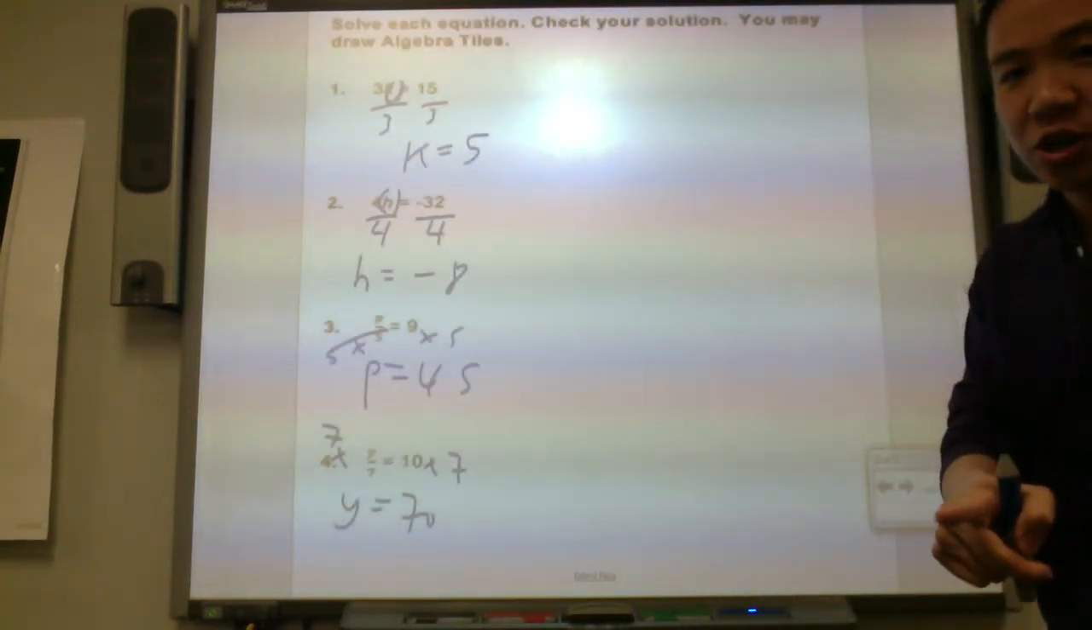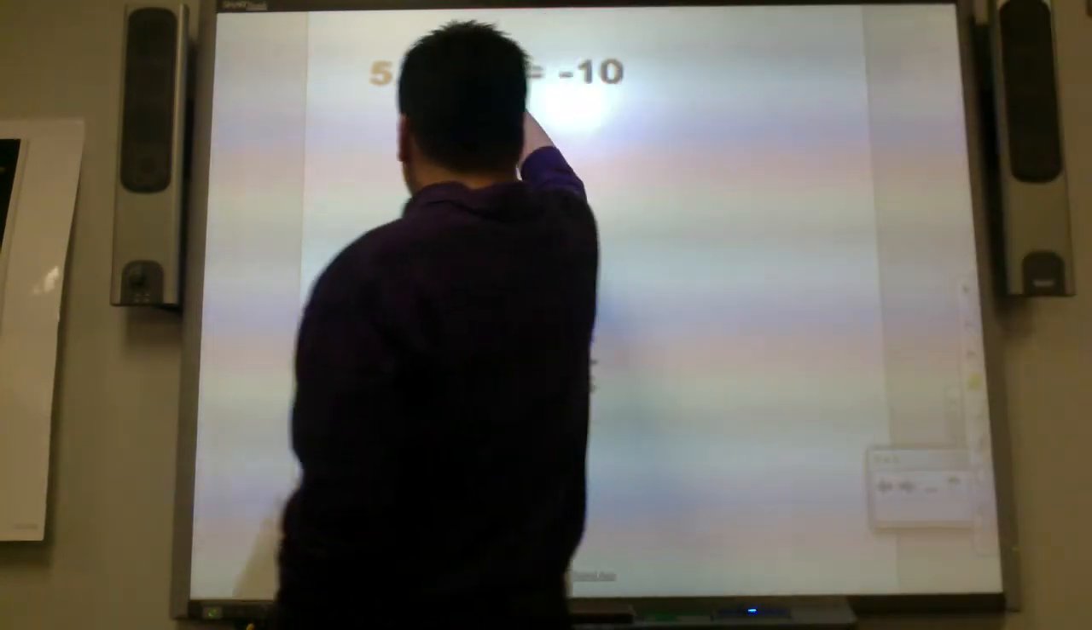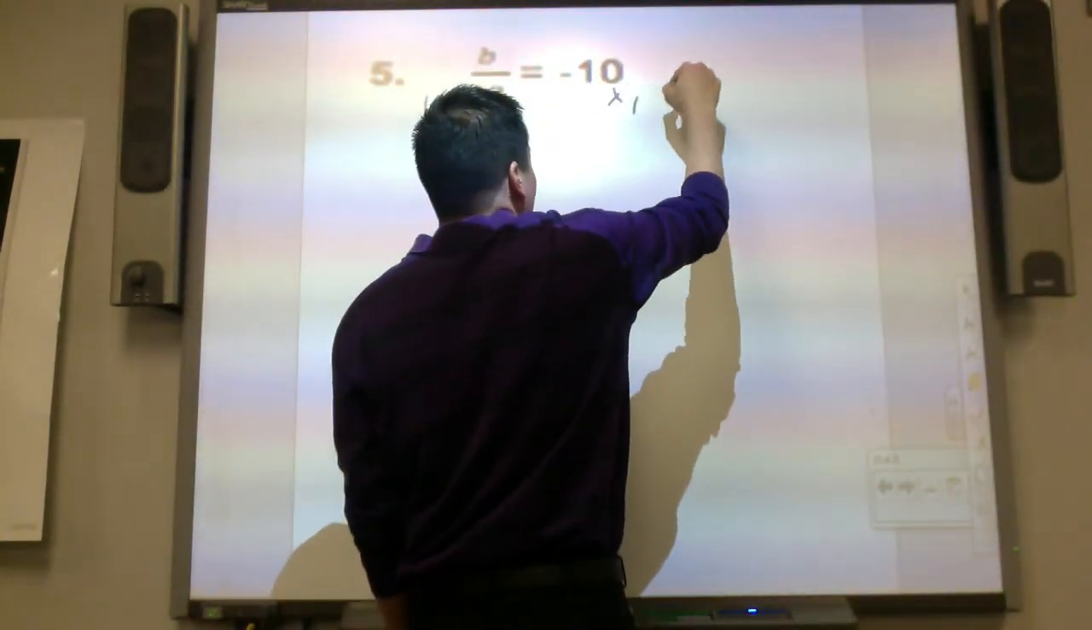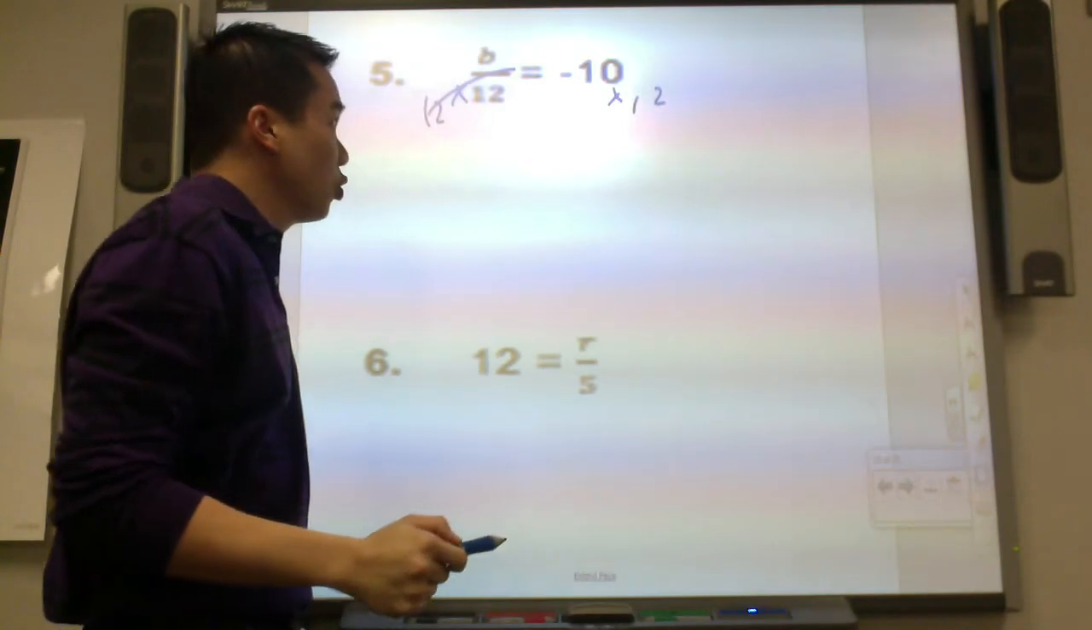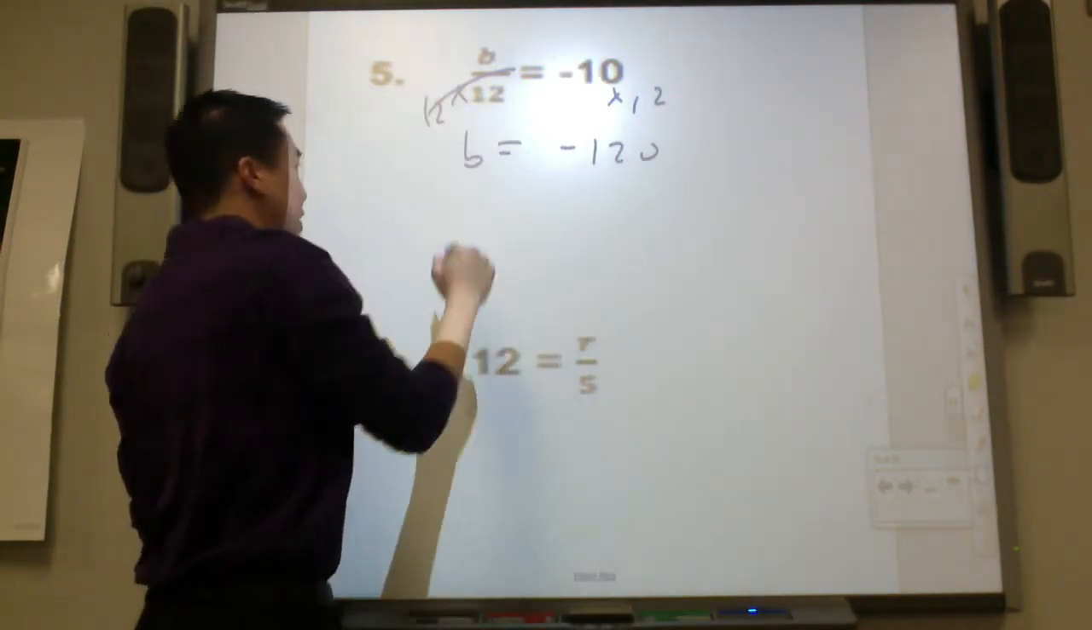This and adding subtracting equation. Number 5, what's the inverse of divide by 12? Times 12, times 12, cancel. You have 12 groups of negative 10, which is negative 120. b is equal to negative 120.